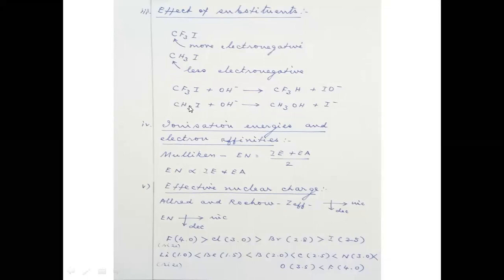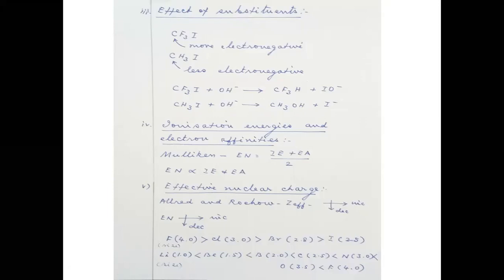But in the case of CH3I, when the OH minus comes, the entire CH3 group gets attracted to OH minus and I minus comes out. See, the electronegativity of the carbon plays a vital role in determining the nature of the compound that is formed. So, the effect of substituents is another factor determining the electronegativity of a compound.